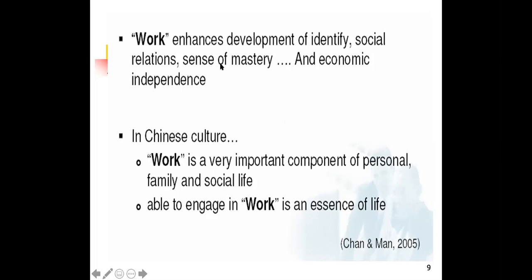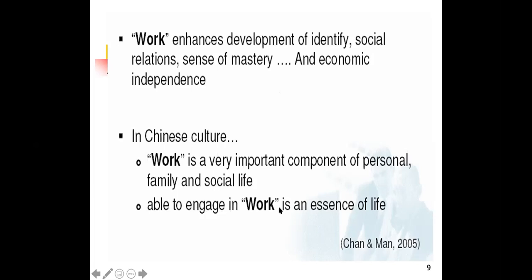So when you work, there is also a sense of mastery. So when you work as an OT nanti, kalau specific area, you will be master. People will recognize you. People will invite you to give a talk, because you are master in that specific field. In Chinese culture, work is a very important component of personal, family, and social life.